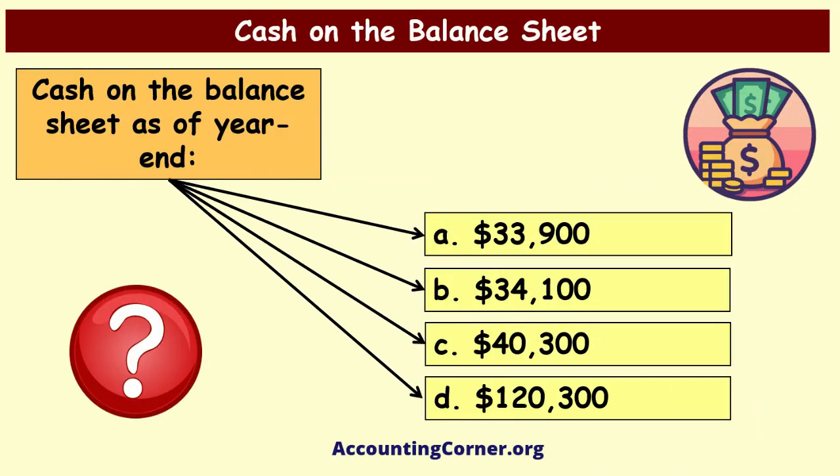Our task is to determine which of the given items qualify as cash, and calculate the amount that should be reported on the balance sheet under cash caption. Here you can see possible options for the answer. Let's find out which one is correct.